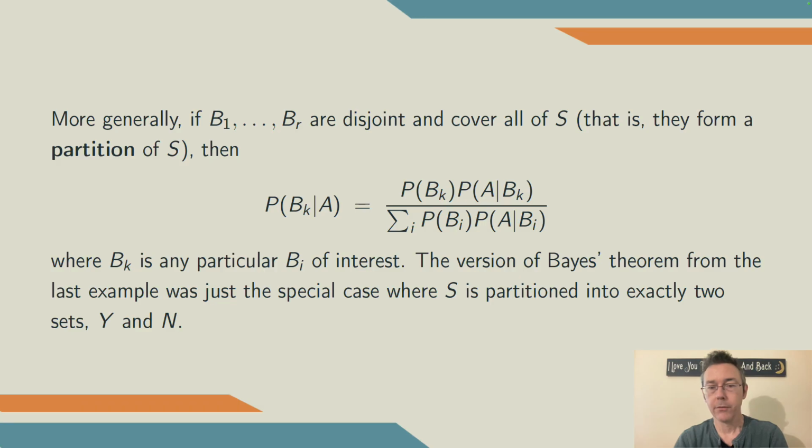The version of Bayes' rule from the last example was just the special case where the sample space was partitioned into just two sets, Y and N. You have the illness or you don't.